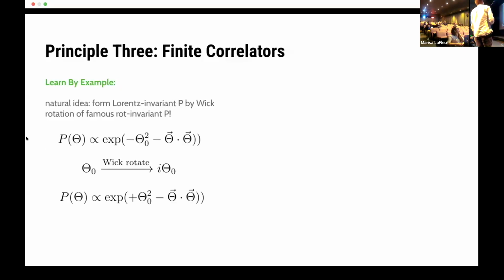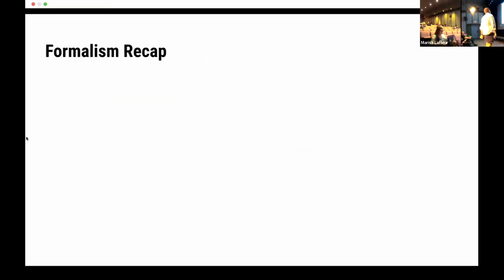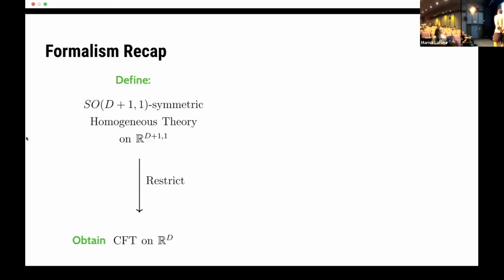And in some sense, the difficulty in this construction, and what we've been working on for the last little while, is overcoming this technical difficulty in different ways. But homogeneity and formal Lorentz invariance are quite easy by a clever choice of architecture and choice of probability density, but getting the correlators to be finite requires some cleverness and carefulness. And so this is where the actual story requires some work, in the sense that, example by example, you have to make sure it's true. The general formalism makes sense.